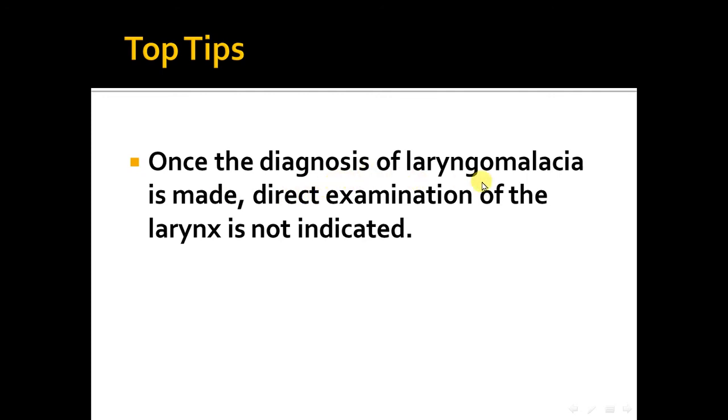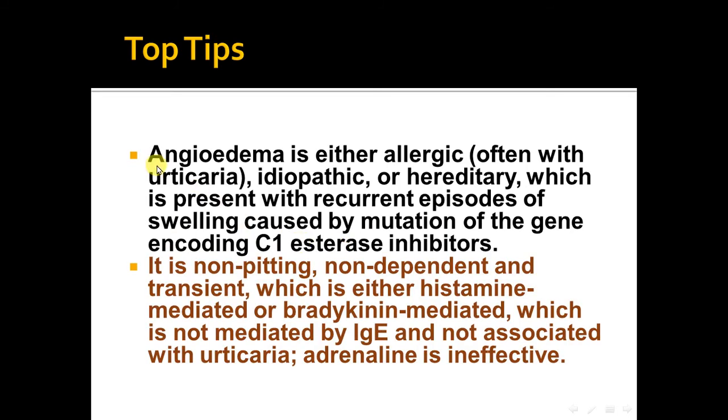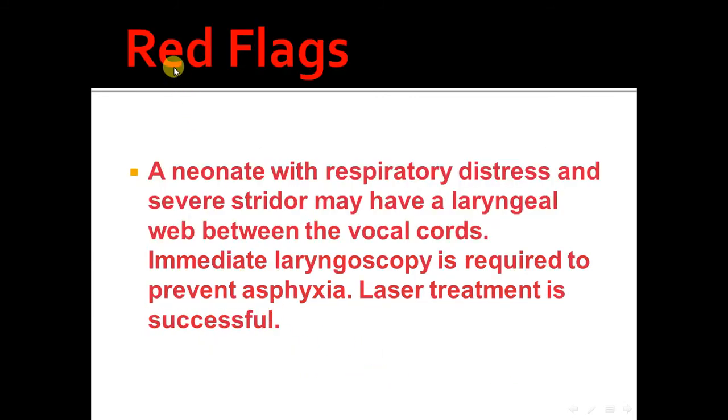Once the diagnosis of laryngomalacia is made, direct examination of the larynx is not indicated. Angioedema is either allergic, often with urticaria, idiopathic, or hereditary, which presents with recurrent episodes of swelling caused by mutation in the gene encoding C1 esterase inhibitor. It is non-pitting, non-dependent, and transient, and is either histamine-mediated or bradykinin-mediated, which is not mediated by IgE and not associated with urticaria. Adrenaline is ineffective.